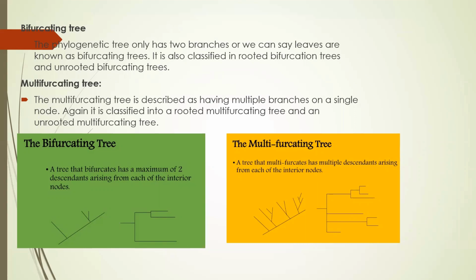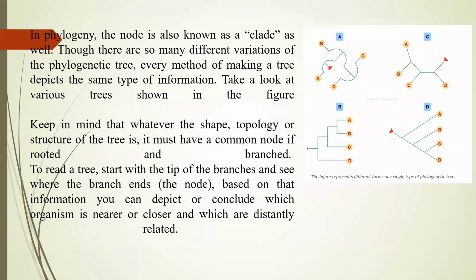So this is the bifurcating tree on my right, a tree that bifurcates and has a maximum of two descendants arising from each of the interior nodes. On my right, we have the multiplicating tree, a tree that multiplicates and has multiple descendants arising from each of the interior nodes. In the phylogeny, the node is also known as a clade as well.